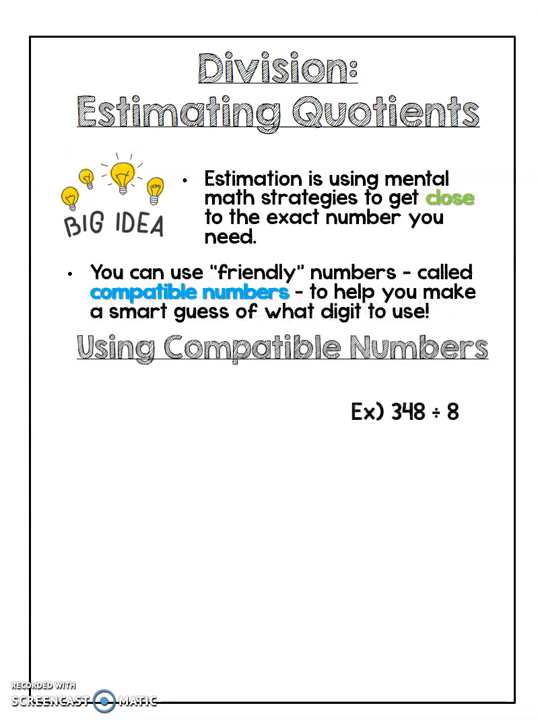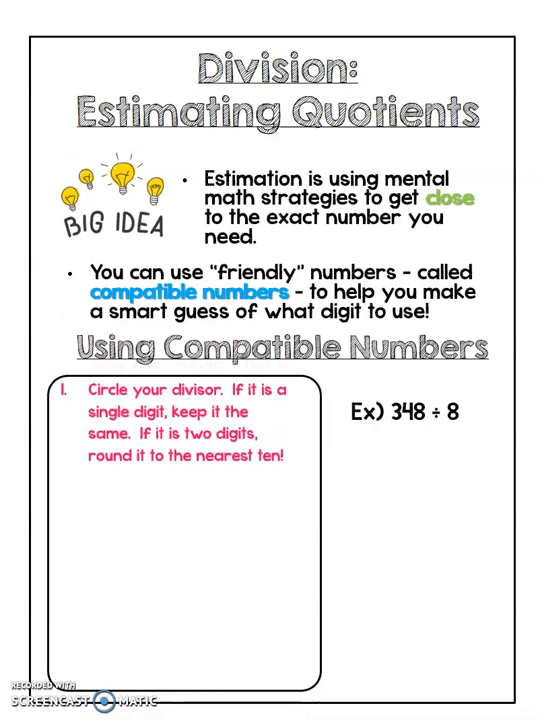Let's say I had the division problem 348 divided by 8, and I wanted to make a prediction of what my answer is going to be around so that after I do the division, I can double check and make sure that my answer is reasonable. So the first thing you need to do is circle your divisor. If it's a single digit, you're going to keep it the same. Now in this problem, we do have the single digit 8, so I can keep it the same.